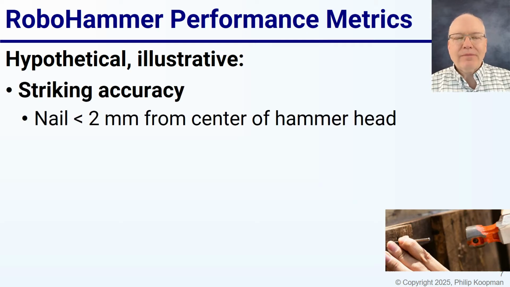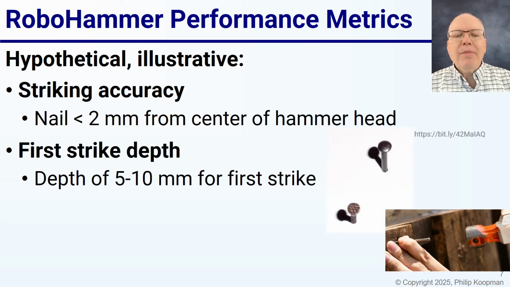But for the robot, you want to make sure of striking accuracy. You don't want to miss the nail. Obviously, you're not going to nail it in unless you hit the nail. So I'm just picking arbitrary numbers here. We're going to build a robot so that it always strikes the nail within 2 millimeters from the center of the hammerhead. Maybe it's 3, maybe it's 1. I just picked 2 as an example.